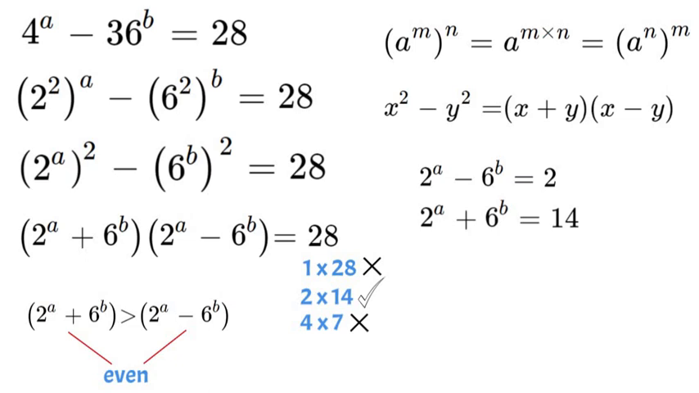So something we can do is to plug in a value for a. So we're going to say a is equal to 3. If we did that, and we solve for that, b would then be equal to 1, because 2 to the power of 3 is equal to 8, and 8 minus 6 to the power of 1 is just 6. So 8 minus 6 is equal to 2. And our second equation, 8 plus 6 is equal to 14, which works out perfectly.